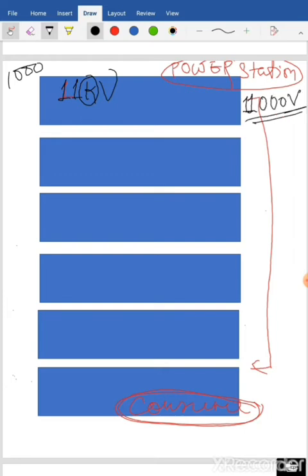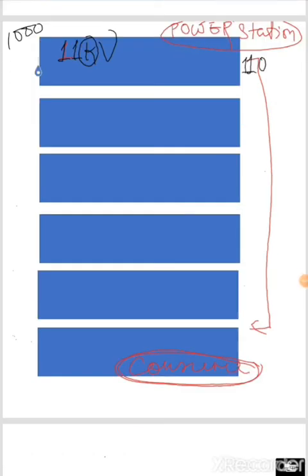Now the question arises, why at the power station is energy generated at 11 kilovolt? All right, now why is it at 11 kilovolt? Now why not below 11 kilovolt or above 11 kilovolt? Are you getting my point?